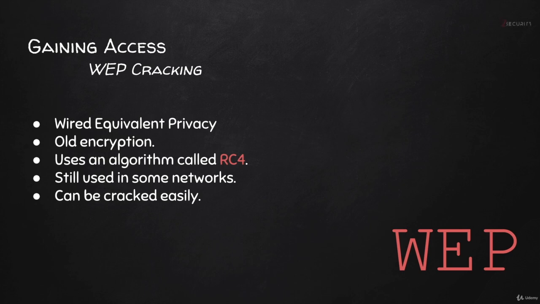The first encryption that we'll learn how to break is called WEP, or Wired Equivalent Privacy. This is an old encryption that can be easily broken. The reason why I'm still covering it in this course is, first of all, because like I said, it's very simple, so it's a good starting point. Also, it's still used sometimes in some networks.